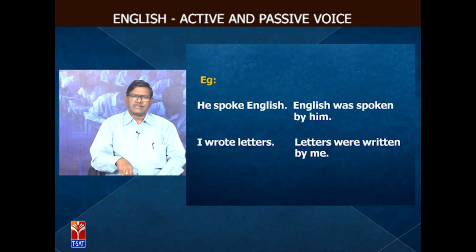I wrote letters. Here letters is plural. That occupies the place of the subject in passive voice. So, letters were written. Here was or were, because letters is a plural subject, plural verb. That is the concord, the agreement between the subject and the verb. If the subject is singular, the verb should be singular. If the subject is plural, the verb also should be plural. That we know. Therefore, letters were written.